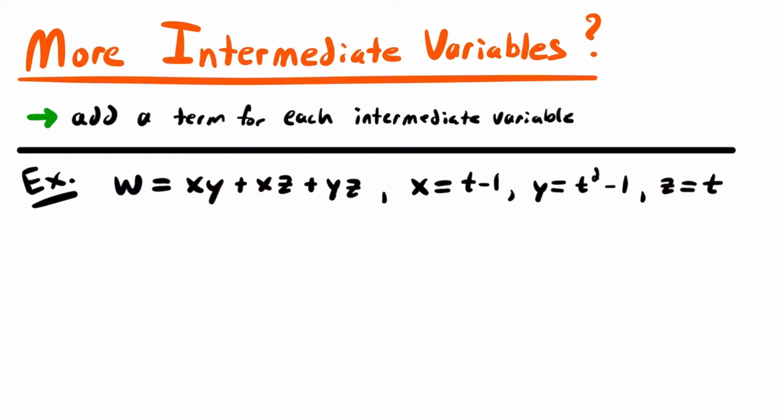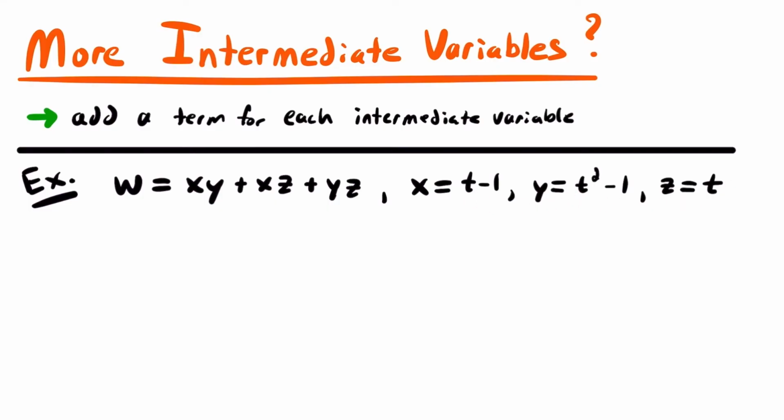All right, so for example, let's say we have this multivariable function, w is equal to xy plus xz plus yz, where x is equal to t minus 1, y is equal to t squared minus 1, and z is equal to t. All right, so notice here that this multivariable function is in terms of three intermediate variables, that being x, y, and z. And each of those intermediate variables are defined in terms of one independent variable, that being t.